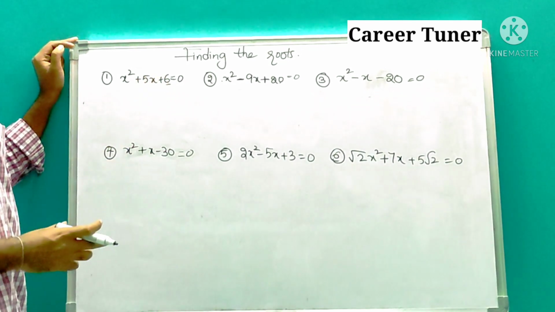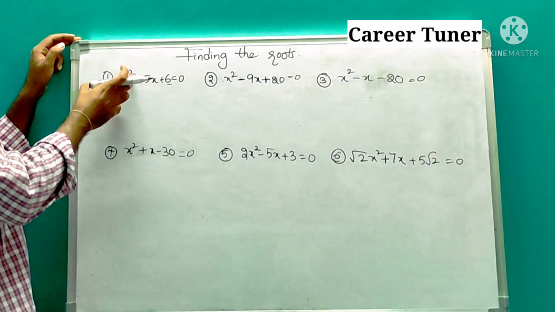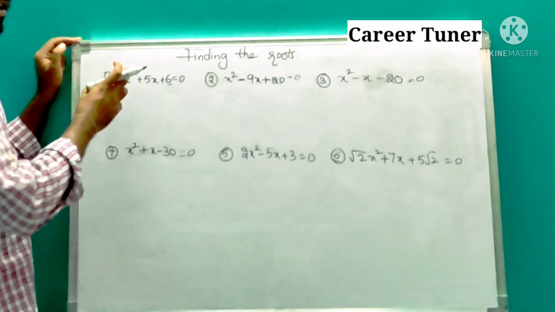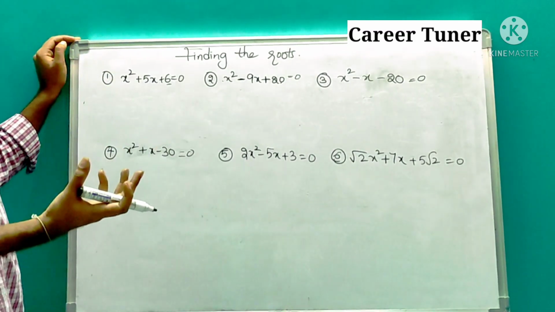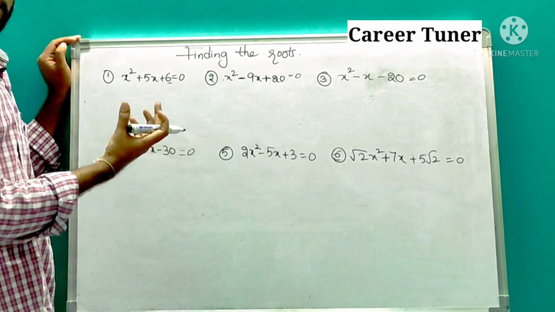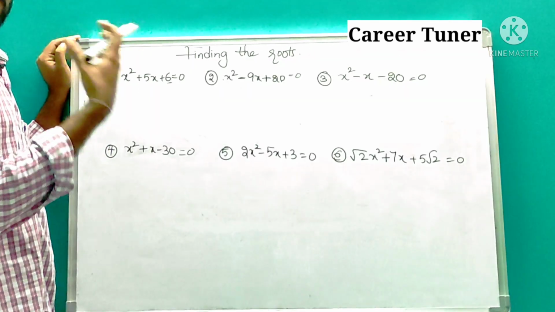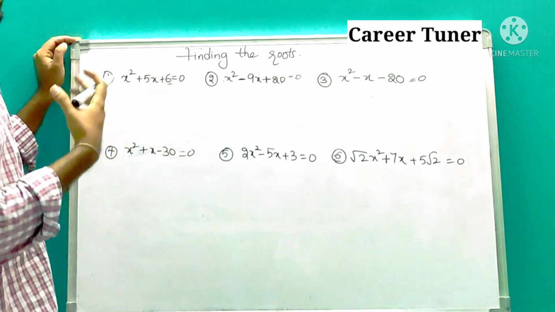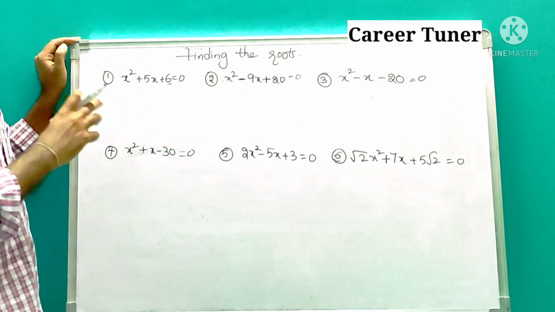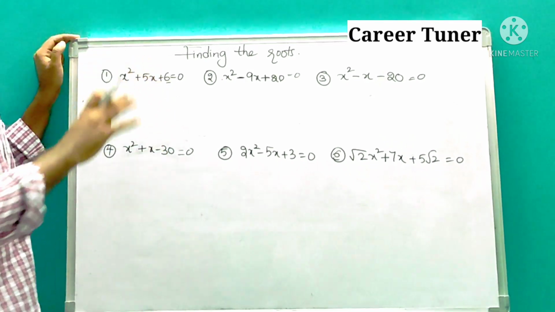This is a quadratic equation. A quadratic equation generally has a degree of 2. Since it has a degree of 2, it will have 2 roots. Generally the number of roots depends on the degree. If the degree is 3, it has 3 roots. If the degree is 4, it has 4 roots. Since the degree is 2, it has only 2 roots. Now how to find those 2 roots?